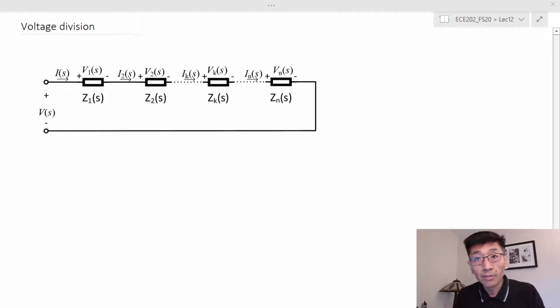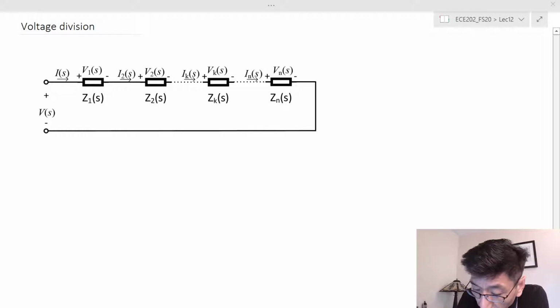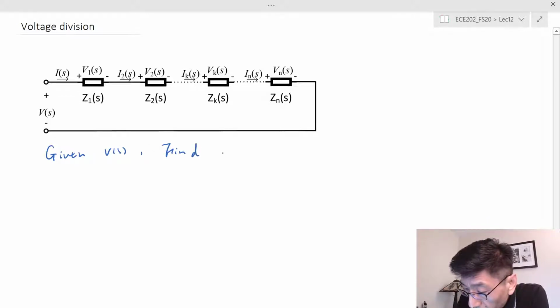Let's look at the voltage division associated with the series connection. Here we have n elements connected in series, with the voltage for each labeled. Let's say Vs is given as the total voltage, and we're trying to find one of these voltages, maybe called V sub ks.